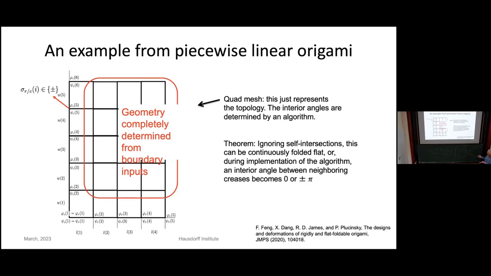And the only obstruction is that it can happen that an interior angle between neighboring creases becomes zero or pi, and then you can't continue. So it could happen that you can't continue, but anyway, if you can continue, then assignment of a plus or minus one at all these nodes on the edge gives you a unique pattern, and you can write it down explicitly, okay?